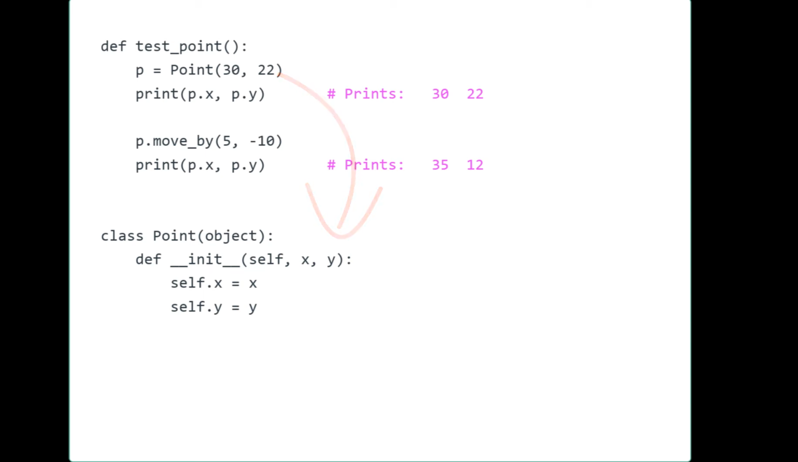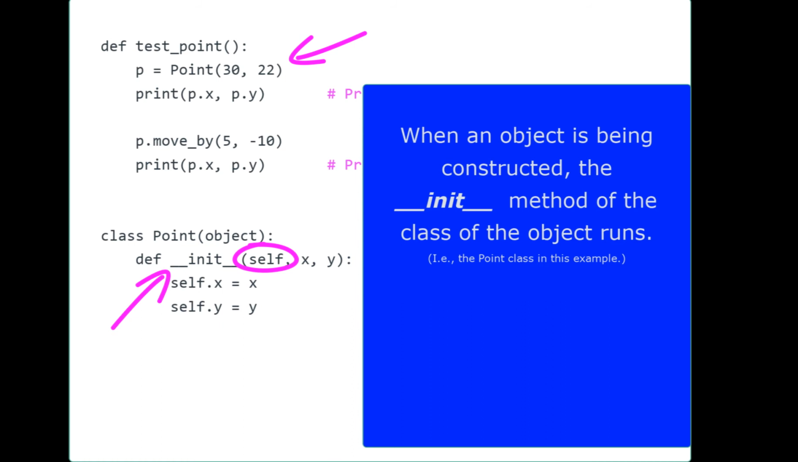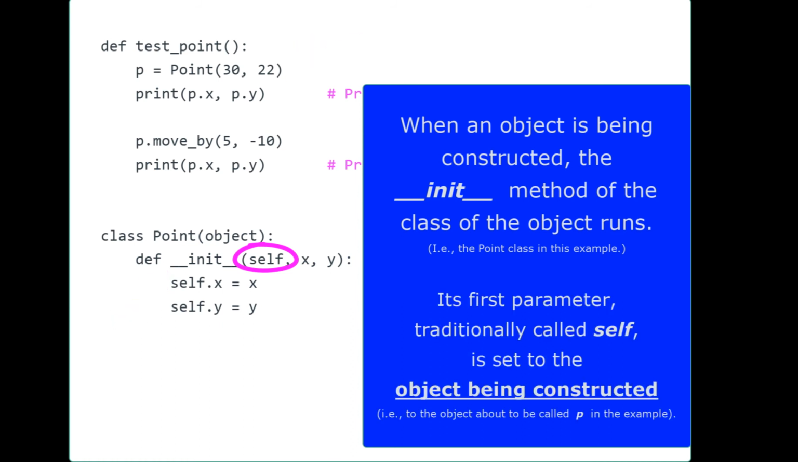This brings us to the key concept in the definition of a class, namely what the word self, S-E-L-F, means in the definition of a class. When an object is constructed, as in the line above that constructs a point at 30, 22, the init method runs, x and y are set to 30 and 22 respectively, and self is set to the object being constructed, that is, the object which will be called p in just a moment.